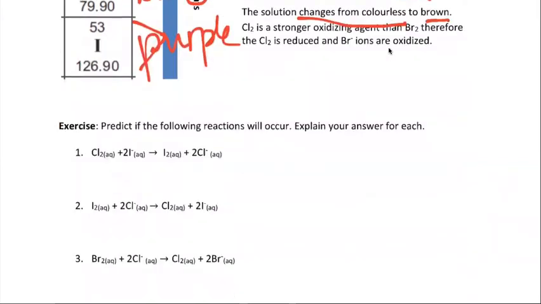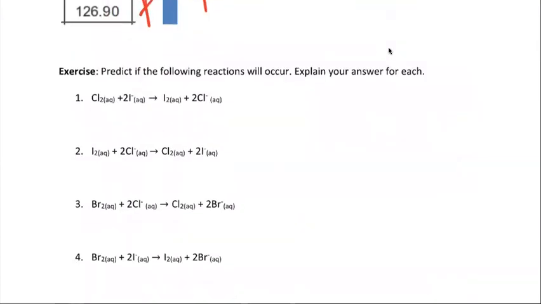So if you were to look at, for example, number 1 here, okay, you're starting with chlorine, but you're making iodine. So you should see a purple color form since you're making iodine.